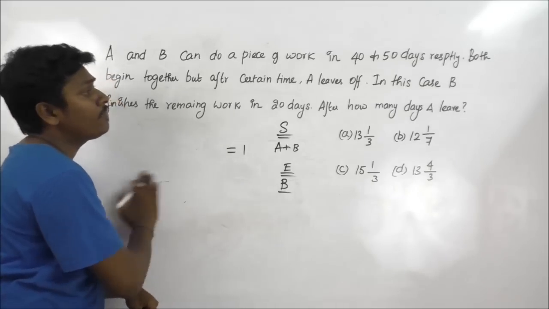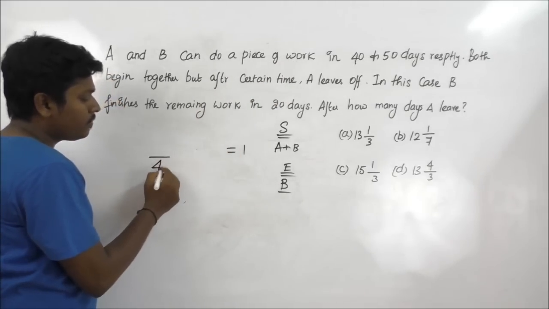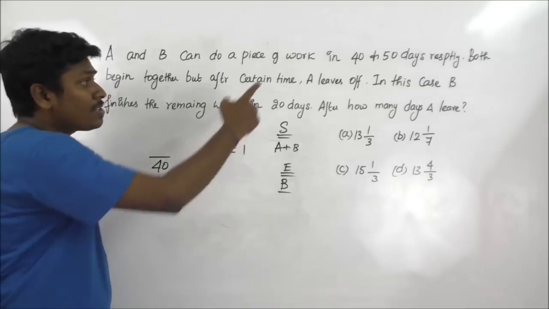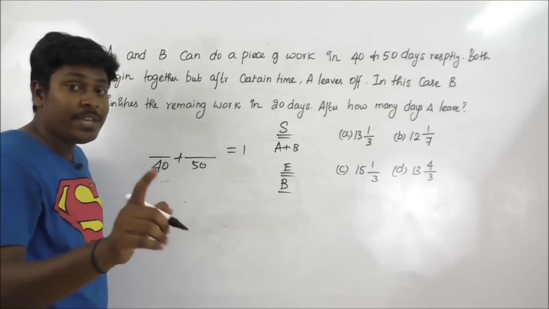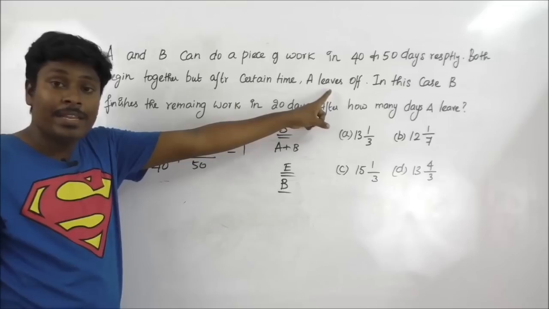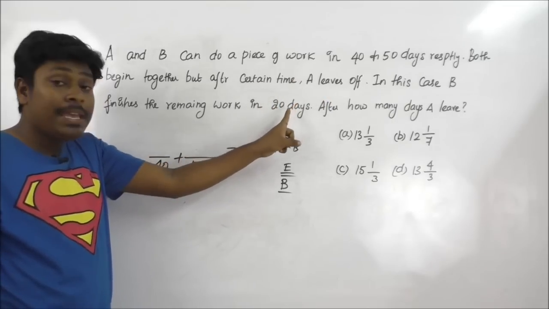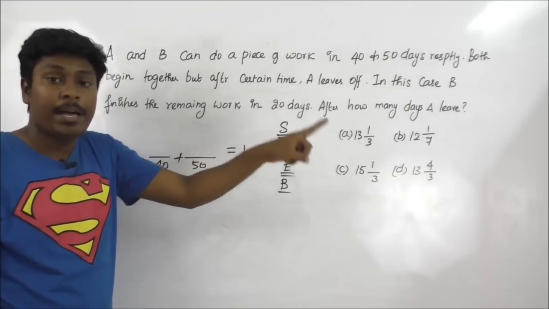What is the capability of A? A is capable of completing a job in 40 days. What is the capability of B? B is capable of completing a job in 15 days. But we don't know when A leaves off. But B had worked 20 days more when compared to A.